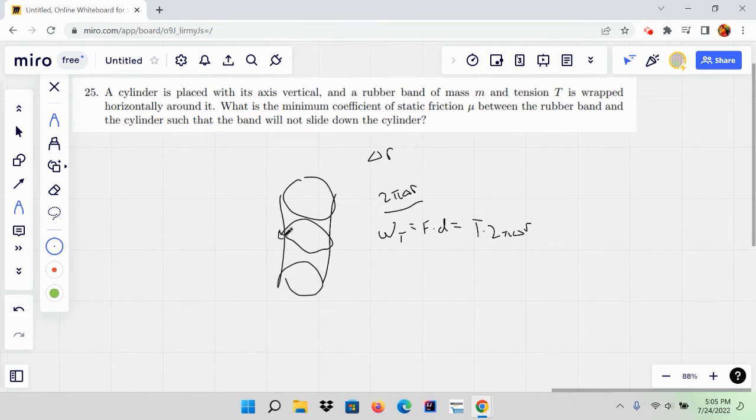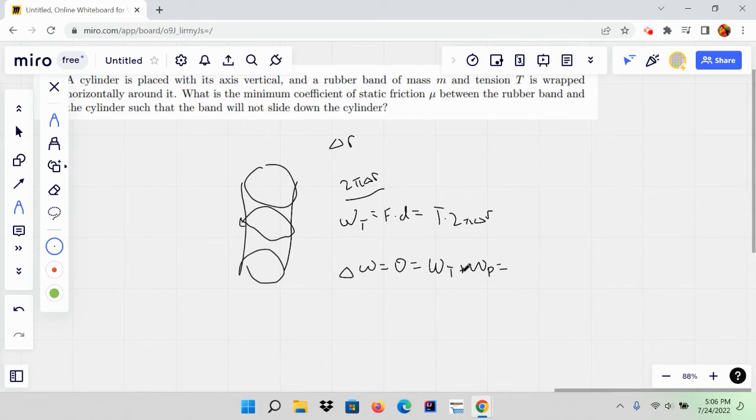But at the same time, since it's in static equilibrium, you're going to have pressure from the surface of the cylinder, which is pushing outwards on the rubber band, which is why it's causing it to expand by delta r. So we can also find the pressure from this, because we know that the total work, delta W, is going to be equal to 0. And this is equal to the work done by the tension plus the work done from pressure, or actually technically minus, because they're in opposite directions. So this is going to be 2T times 2 pi delta r minus the work done by pressure.